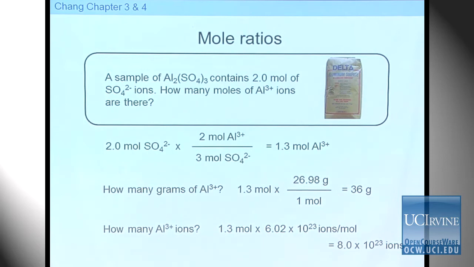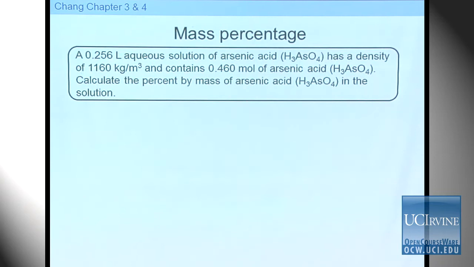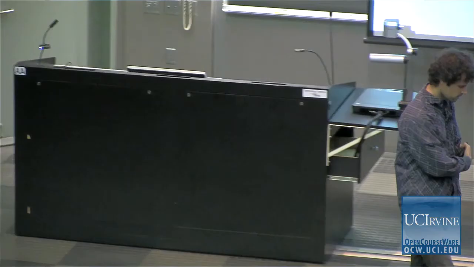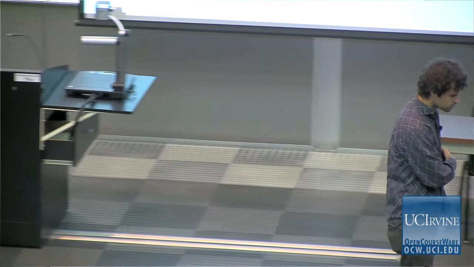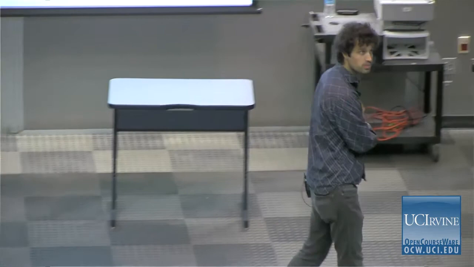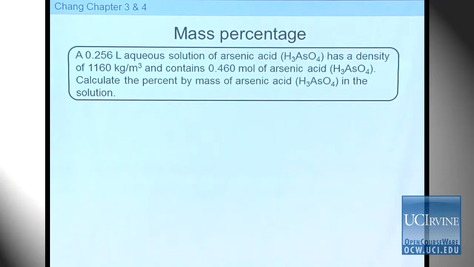All right, another example. This is a mass percentage example. And we haven't really done too much of these, but this one I remind you that we should be able to solve these problems. So let's have a look. In this case, I have a certain volume of a solution, arsenic acid, here it is, and the density is given. Okay. So the density of the total solution is given, and the volume of the total solution is given as well.